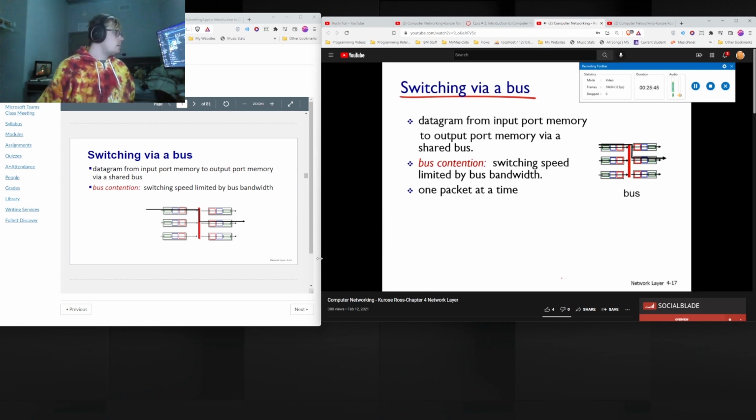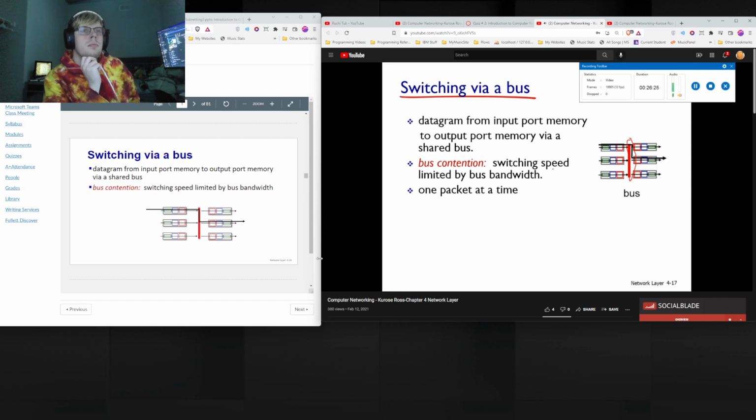Switching via bus. So what happens in this, let's understand. In this switching technique, the input port transfers the packet directly to the output port over a shared bus. If you see over here, this is the input port, this is the output port, and both of them are connected through a shared bus. The input port transfers the packet directly to the output port over a shared bus, and there is no intervention of the routing processor.